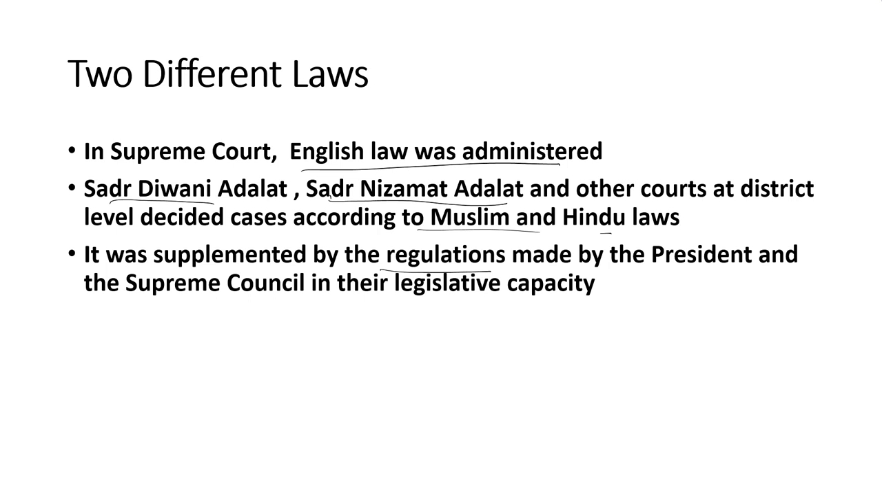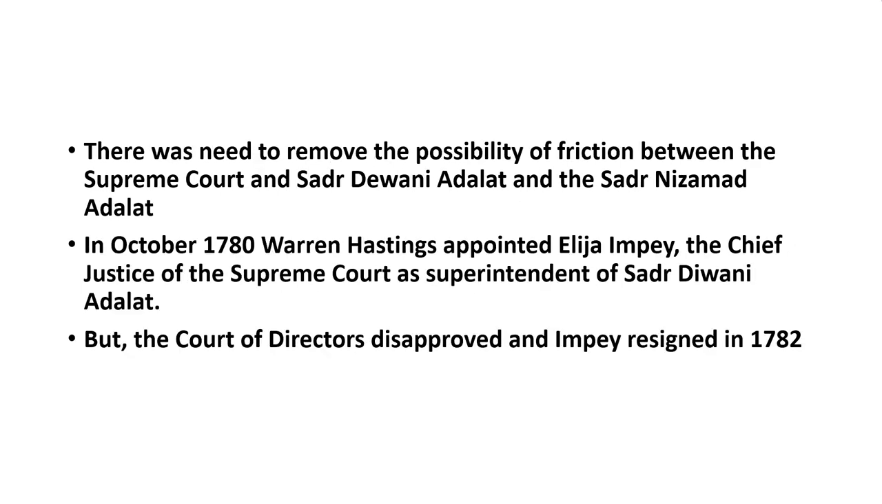Different types of laws existed in the same place. There was a friction between the Supreme Court, Sadr Diwani Adalat in the administration of civil justice, and Supreme Court with Sadr Nizamat Adalat in the administration of criminal justice. And in order to remove the friction between the Supreme Court and these appeal courts, Warren Hastings appointed the Chief Justice Elijah Impey as the superintendent of the Sadr Diwani Adalat, which decided appeals in civil cases. But it was not approved by the Court of Directors, following which Elijah Impey was required to resign in 1782.